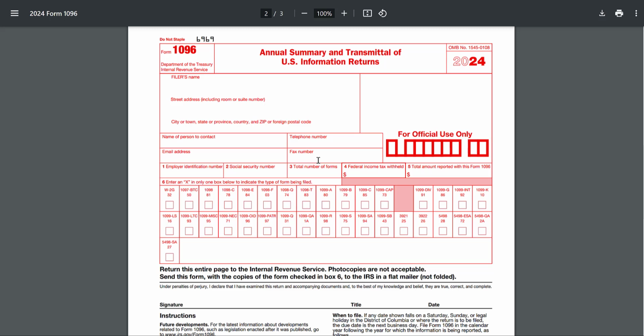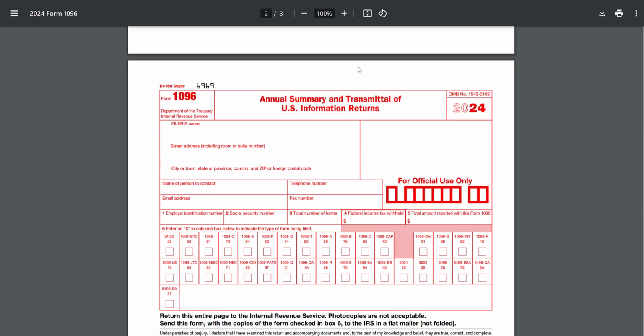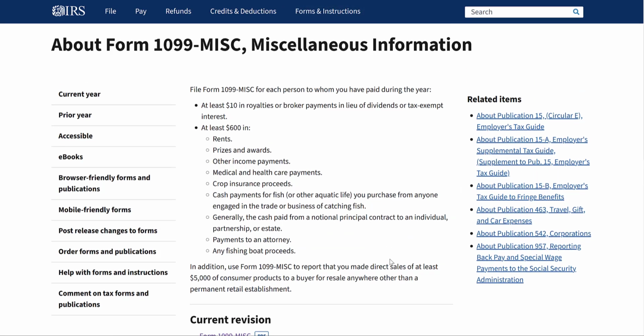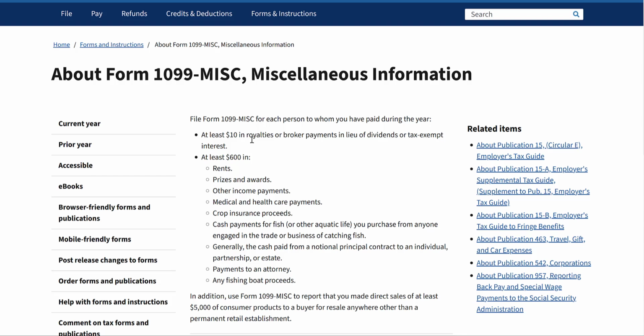So that's Form 1099 miscellaneous. I'm gonna quickly recap, and then I'll see you guys in the next video. This is the About page for the 1099 miscellaneous. You're gonna file these forms if you've paid at least $10 in royalties, broker payments in lieu of dividends, or tax-exempt interest, okay? Or at least $600 in any of these other items. The biggest thing that you're probably gonna see here is rent, and payments to an attorney. The payments to an attorney are if it's not specifically for services. So there's other payments that you may make to an attorney that are not for services. Those are the payments reported on 1099 miscellaneous.